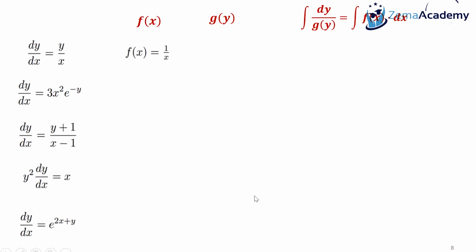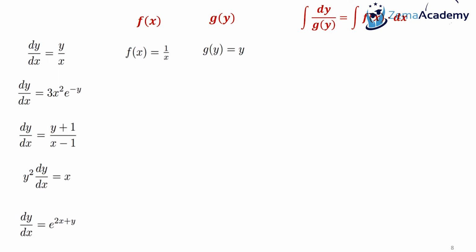So f(x) over here is 1 over x. f(x) is just a function which has got x in it. So if you look at the right hand side of all these examples, and especially for the first one, f(x) is 1 over x. Now f(x) is 1 over x, then the function of y, g(y), would be 1. Yes. Okay, so this is how you differentiate.